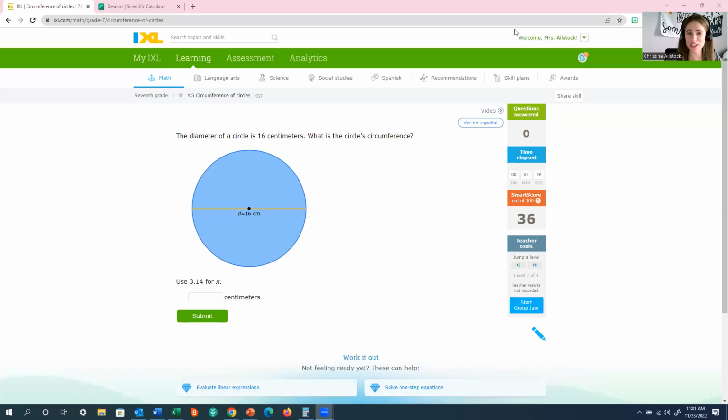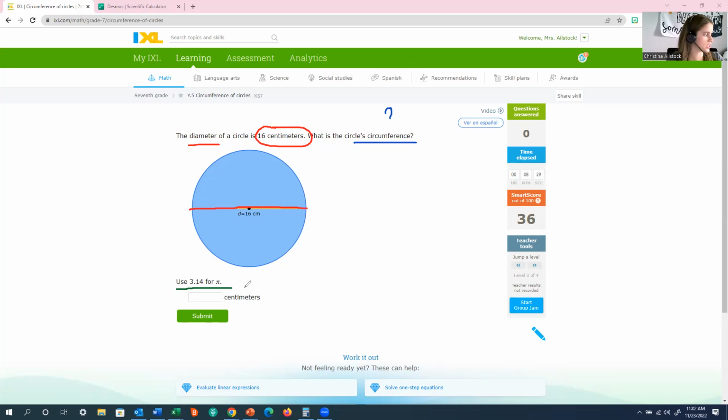Let's try just a couple more so you can see a few more examples. We are told here that we have a diameter, and that's always important. Make sure you identify whether you're given the diameter or the radius, because that will determine which formula you use. So we have a diameter and it's 16 centimeters, and that's also shown in our picture, because remember with the diameter, that goes from one end through the center all the way to the other end. And we are being asked to find the circumference.